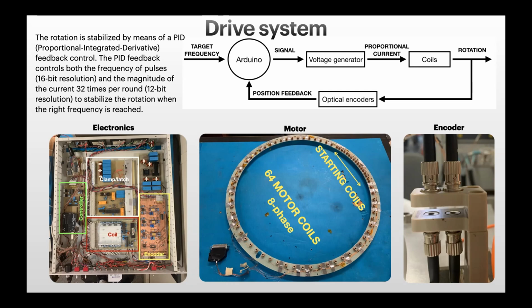We have 64 coils divided into 8 phases, and so we are able to control the amplitude and the frequency of the current. If we modulate the current in each coil, we can push or pull the closest magnets, the small magnets located in the rotor, to spin the rotor itself. During the rotation, we are able to read the position thanks to an optical encoder. We have two encoders, an absolute one and a relative one, that we will see later.